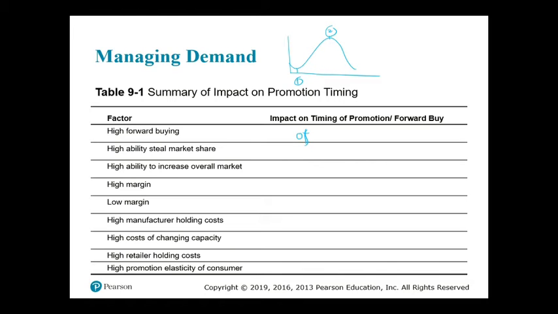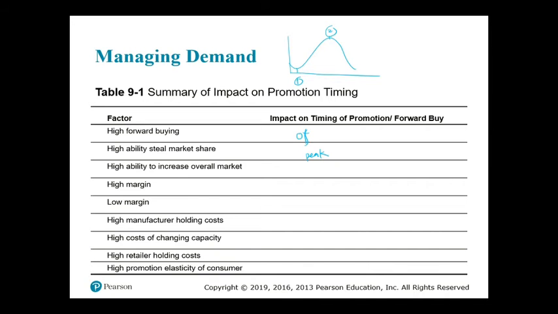What about high ability to steal market share? Peak. When demand is high, why? Because every other competitor is trying to sell at that point of time. To beat the competition, if we give more promotions, the customers come to us. So when there are more customers on the market, it's more effective for us to steal them over to our side. Alright, so this is peak.